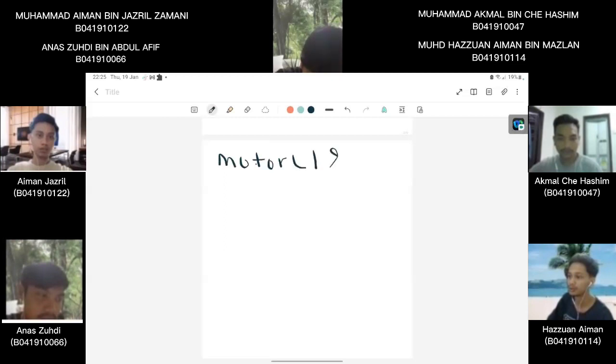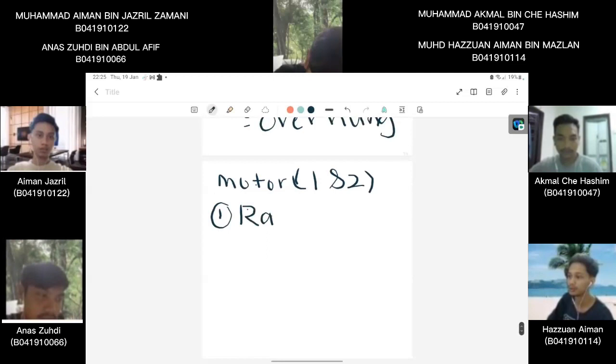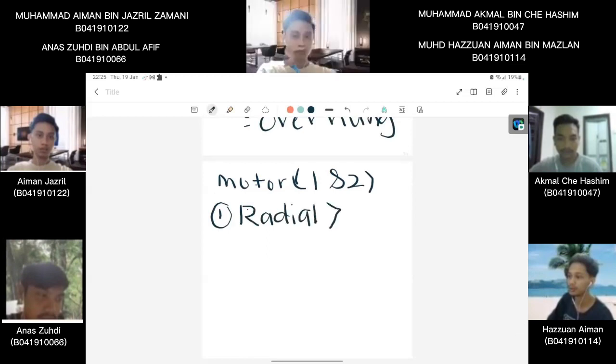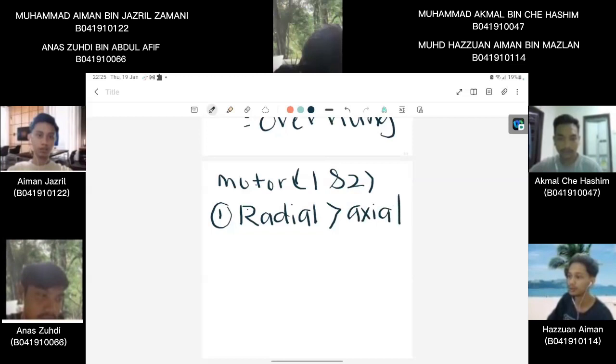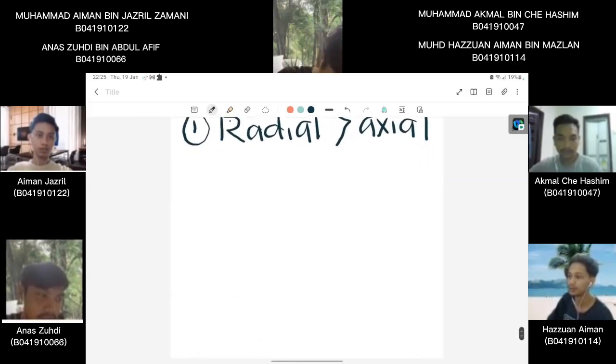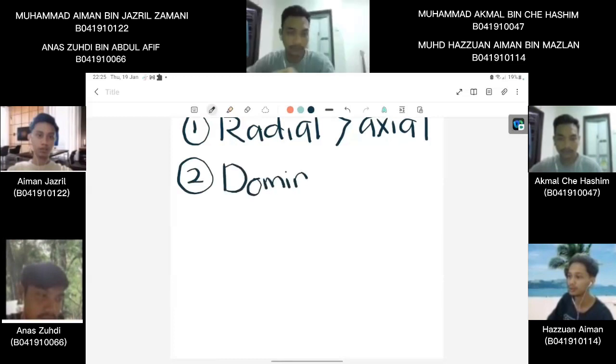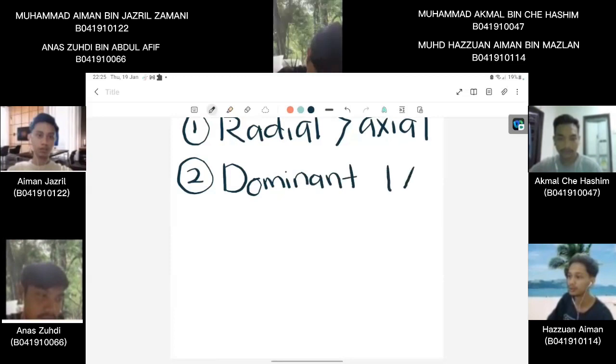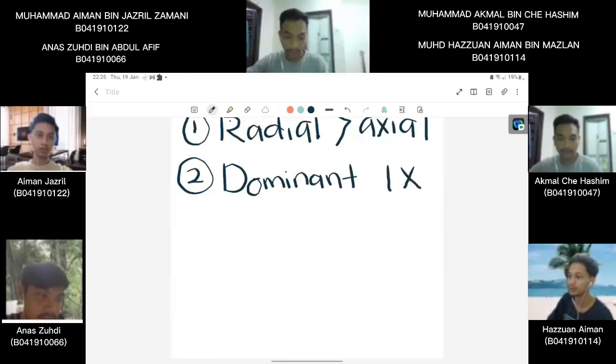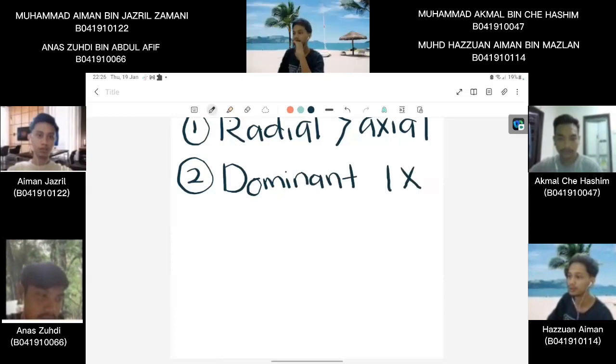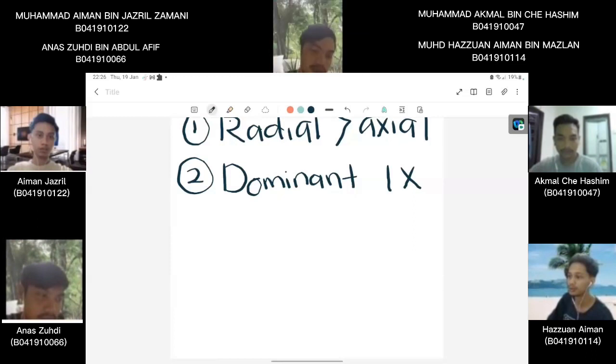Position 1 and 2: first, radial is bigger than axial. And we know that 1x is dominant. Yes, true. There are two line spectrum 1x and 2x, and the dominant is 1x. So it may be unbalance or looseness. It can be two possibilities, either one.